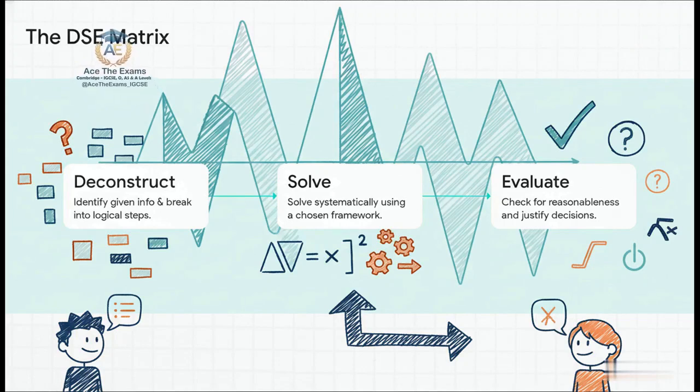And Step 3. The one everyone, including Sam, misses. Evaluate. You must check for reasonableness. Did squaring both sides introduce an extraneous root, an impossible suspect? If you don't cross-examine and evaluate your own solutions, your method marks completely collapse.